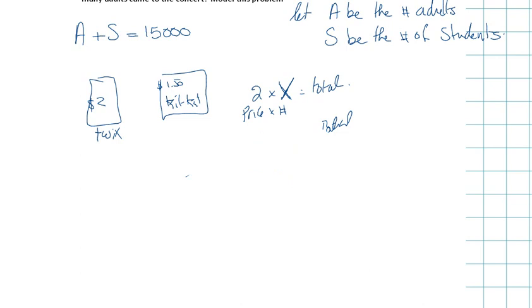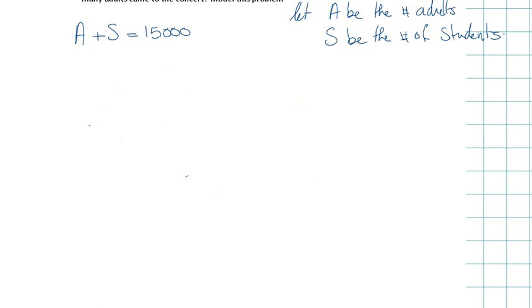So how much did each adult pay? $12.50. So $12.50 times A, because this is how many adults attended. Okay. Plus $8 times S, equals 162,500, because altogether they paid this much.